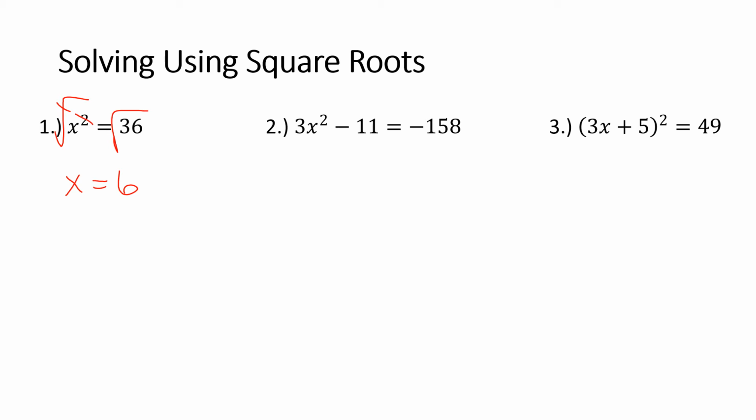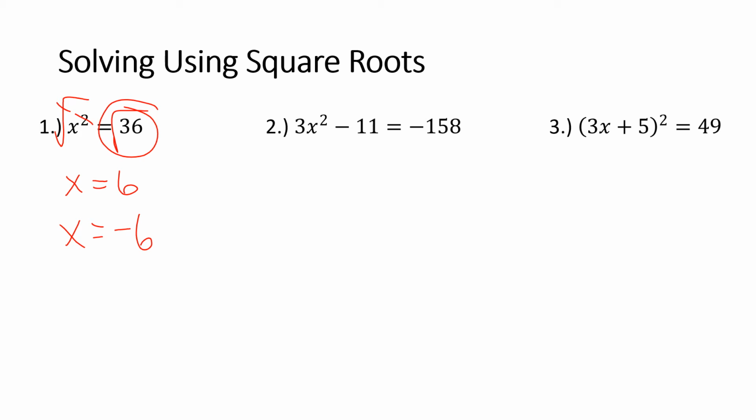Now, if that's the only answer that you write down, you will get half credit on that problem. It is true that 6 squared is 36 because positive 6 times positive 6 is positive 36. But remember that negative 6 squared is also positive 36. Negative 6 times negative 6 is positive 36. So when you're solving quadratic equations, keep in mind that you should always expect to get 2 answers. Whenever you take the square root of a number, remember that there's 2 solutions. The square root of 36 could be positive 6 because 6 squared is 36, but it could also be negative 6 because negative 6 squared is positive 36.